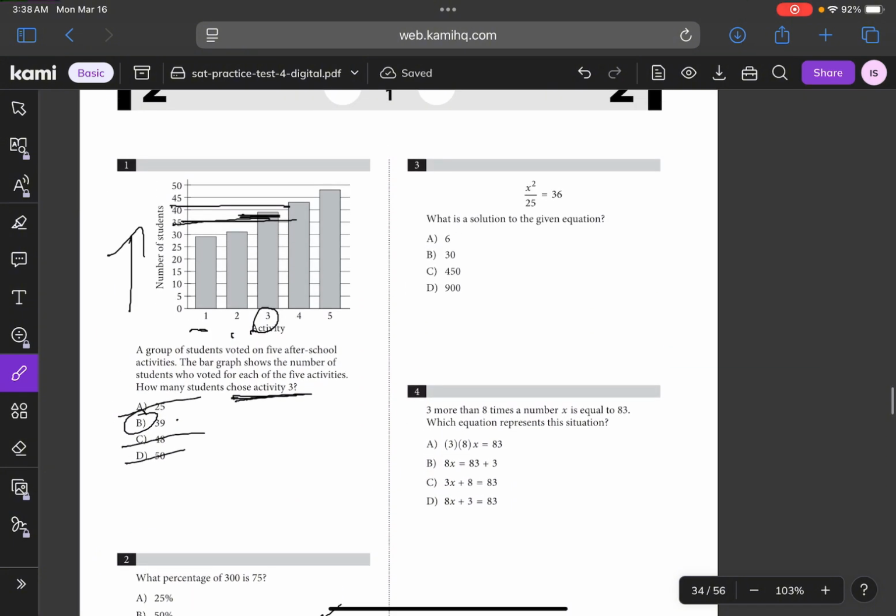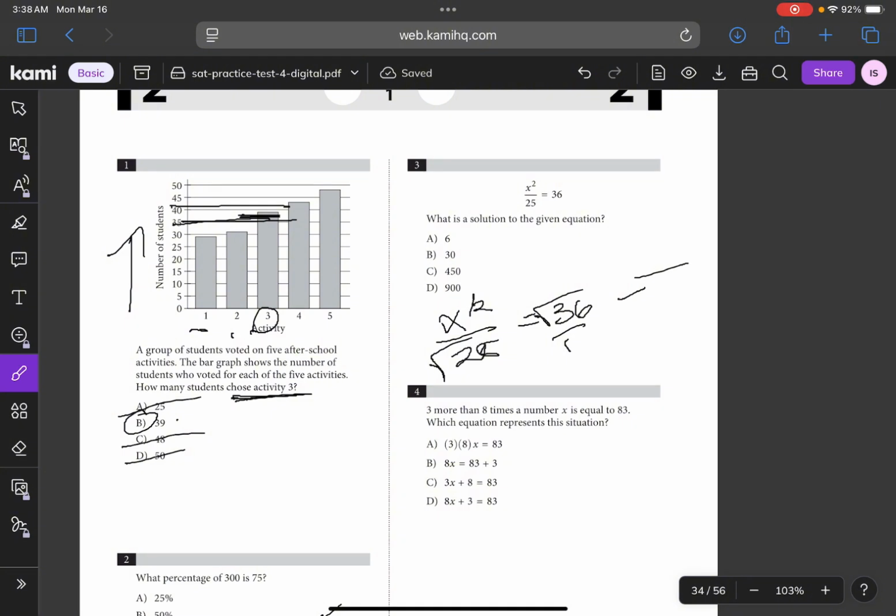Question number 3. We need to solve this equation. X squared over 25 equals 36, and we have to solve for x. So the first way you could solve this, the easier way, is that we do the same operation on every number in this question. So I'm just going to draw 1, as it's a good habit to do that, just so you don't get confused. So we know that x is squared, so let's just get rid of that square. And in order to get rid of that square, we have to square root every other number in this question.